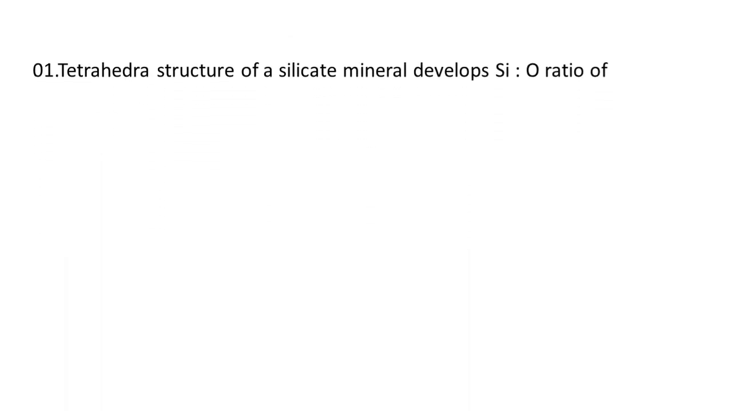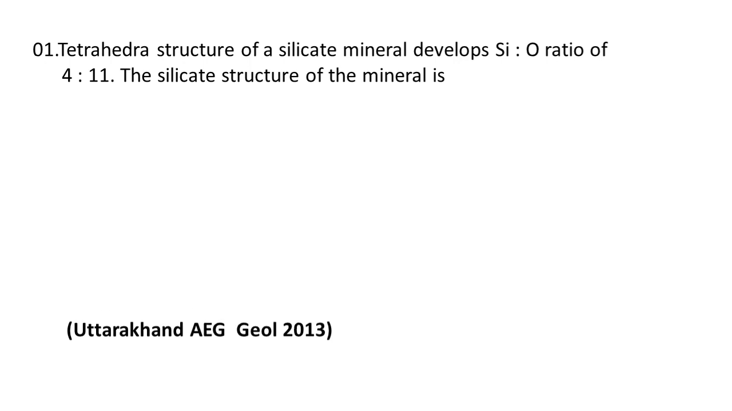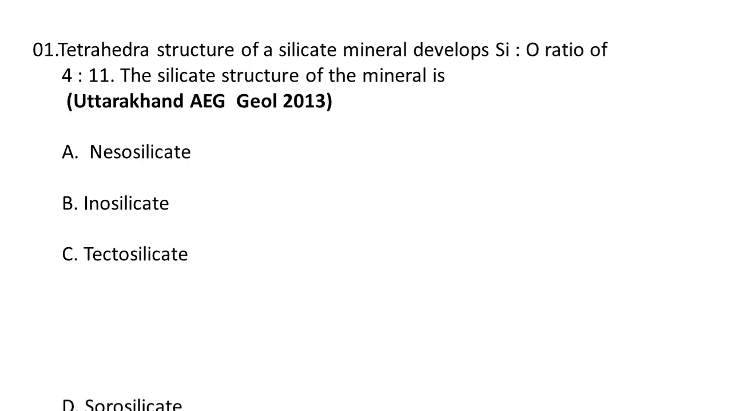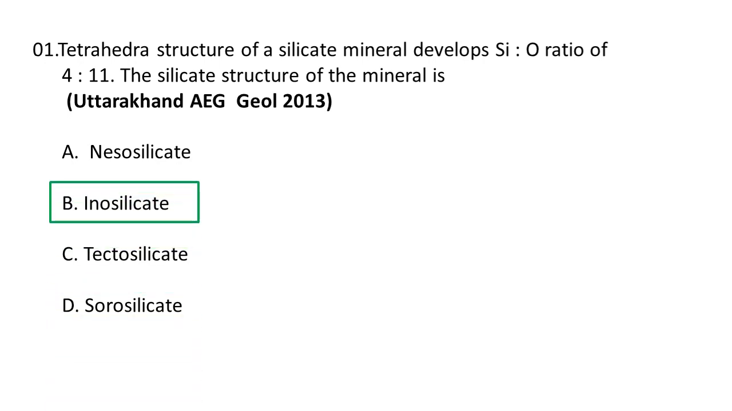Tetrahedra structure of a silicate mineral develops silicon to oxygen ratio of 4:11. The silicate structure of the mineral is A. Nesosilicate, B. Inosilicate, C. Tectosilicate and D. Sorosilicate. So the correct option is inosilicates. Silicates that are composed of infinite chains of tetrahedrons are called inosilicates. Single chains have a unit composition of SiO3 or Si2O6, whereas the double chain silicates contain silicon oxygen ratio 4:11. So B. Inosilicate is the correct option.